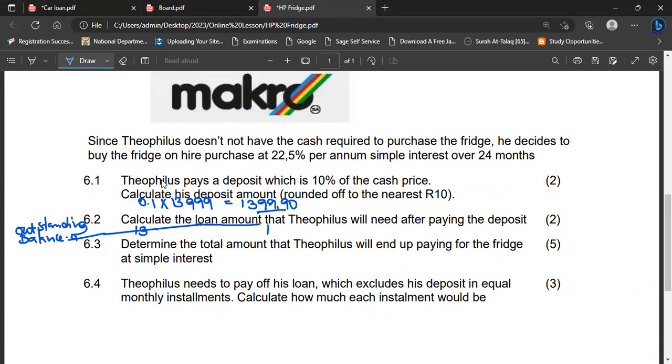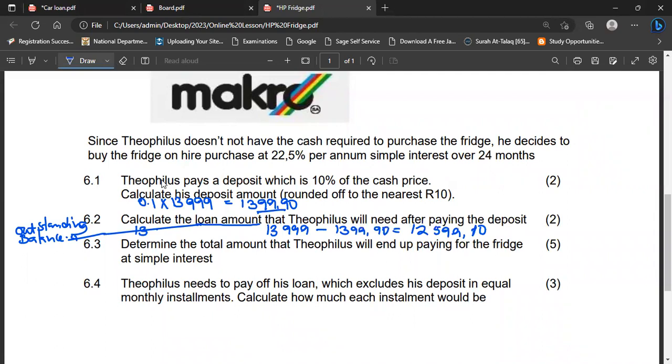So we shall say 13,999 minus 1,399.90. You end up having 12,599.10. So that's how we get that.